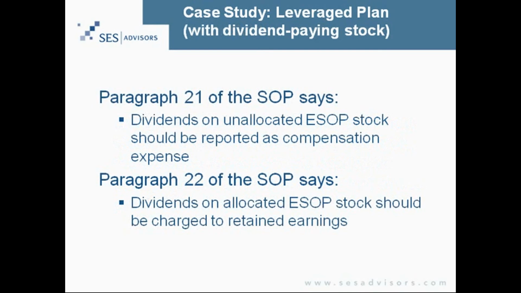Now the SOP says a couple things about dividends. Dividends on the unallocated stock are reported or treated as compensation expense, fundamentally the same as an employer contribution. Whereas dividends on allocated stock are charged to retained earnings. They're treated exactly like a regular dividend payment. And we'll go into some detail on that in a moment.